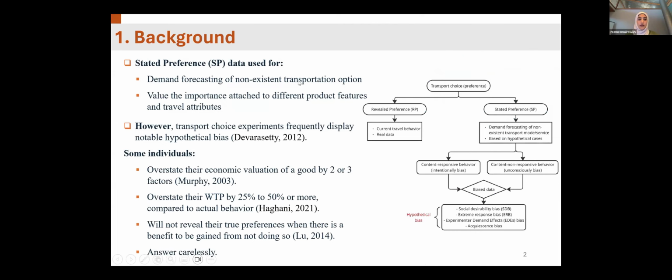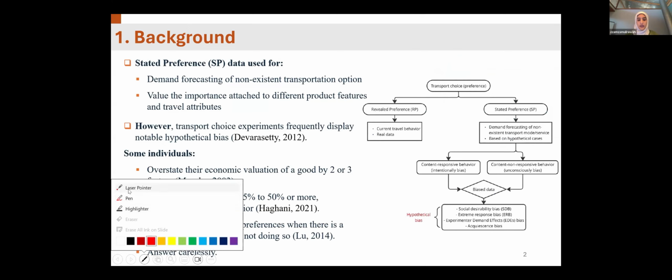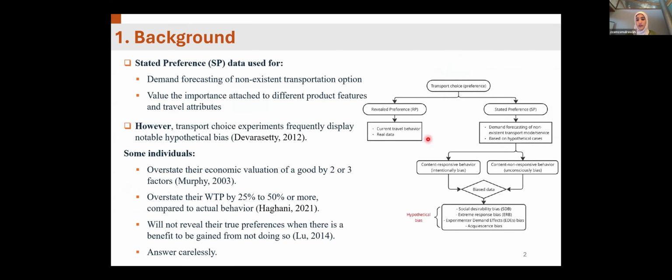As you know, surveys are one of the very powerful tools to collect data in transportation. And basically, there are two types of surveys, either stated preference or revealed preference. For the revealed preference, usually the respondents are faced with questions about their current travel behavior. So the collected data will be real data.